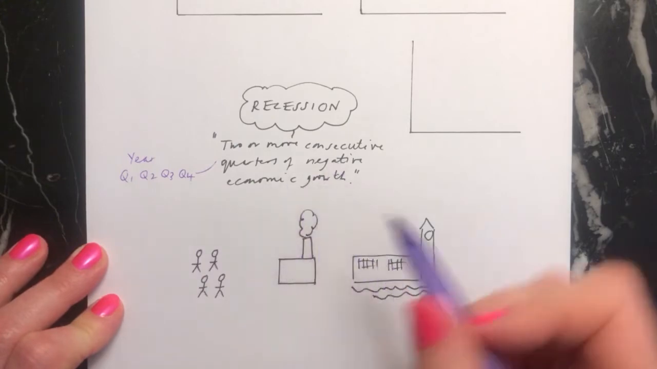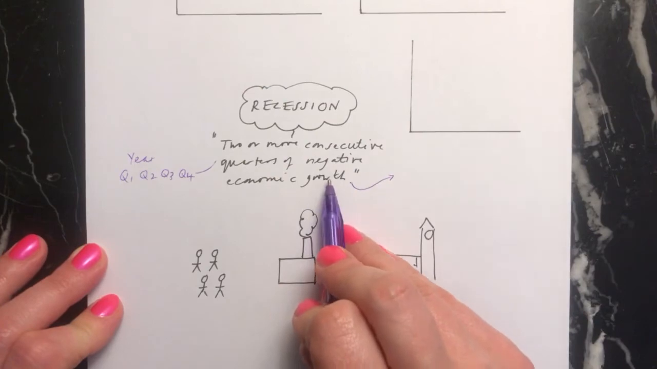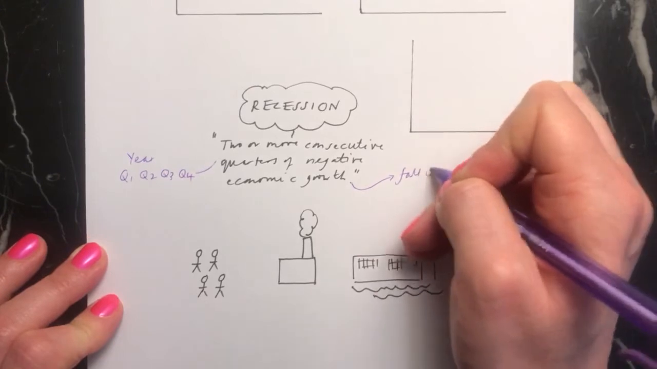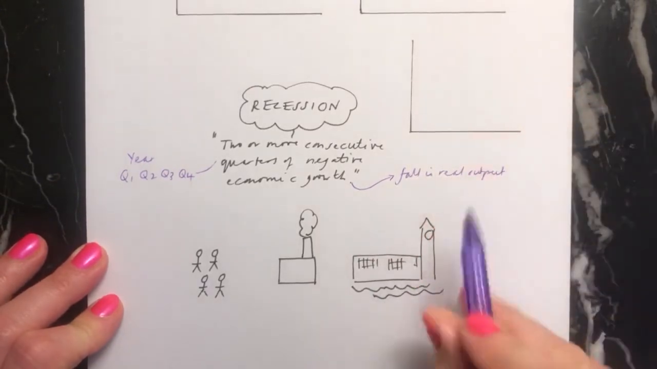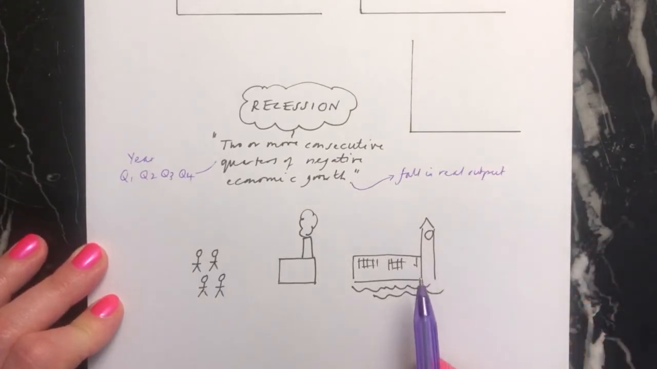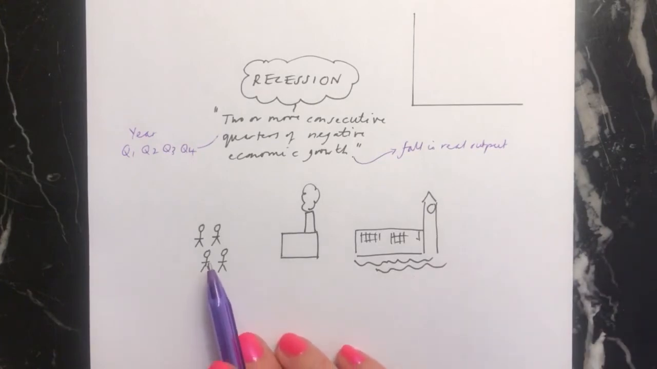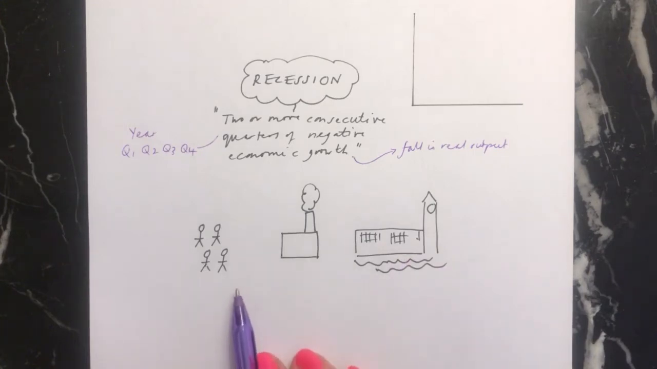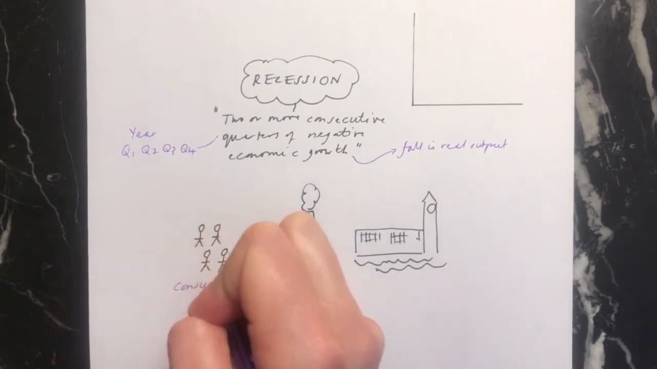And negative economic growth: if you have economic growth, that means you have an increase in real output. If you've got negative economic growth, that means we have a fall in real output. So output is going down in the economy. The reason we might have a recession is because these 3 economic agents aren't doing what they were before, and therefore output falls.